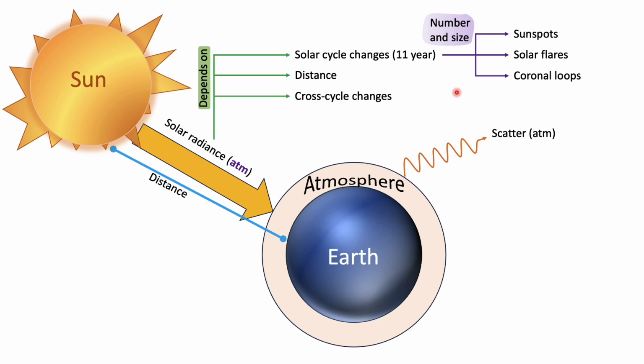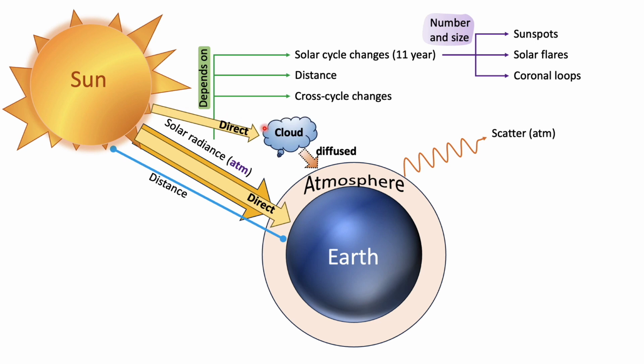The solar radiation is scattered by air molecules, dust and water droplets, spreading sunlight in all directions. When the solar radiation hits the cloud, it passes through as diffused solar irradiance and reaches the atmosphere.